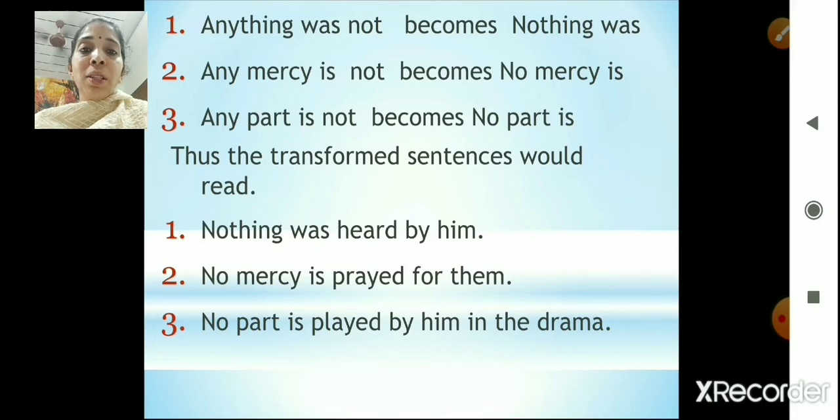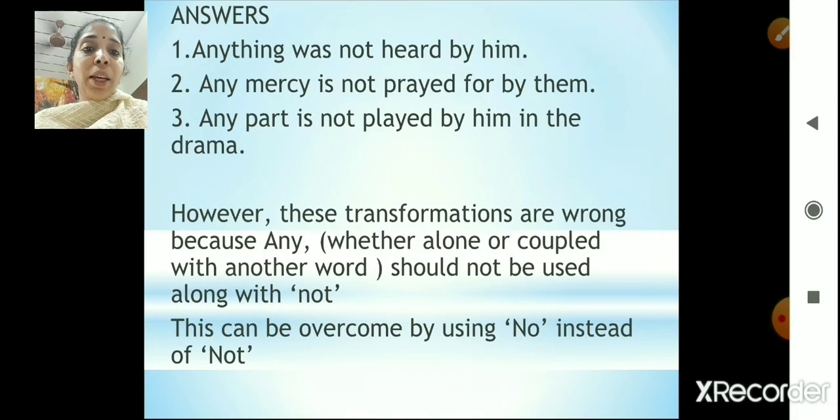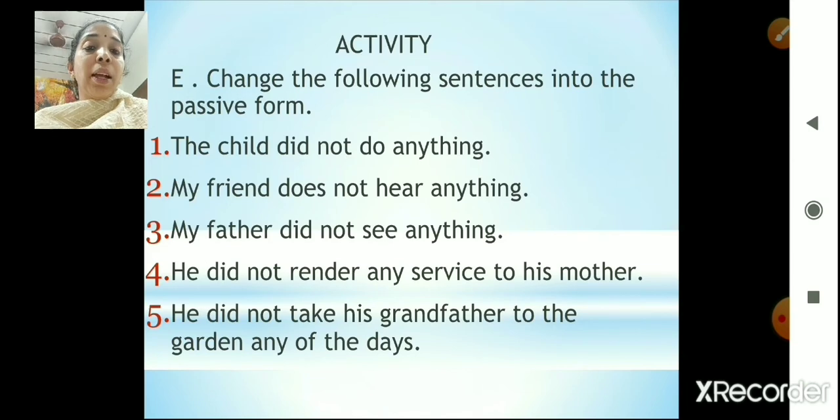I hope students this thing is clear. Okay, I hope this point is clear that whenever any is there in a sentence, it should not be used along with not. We need to overcome this by using no instead of not. Now, let us see one activity based on what we have learnt now. Okay, this activity is there in your grammar book. So I hope you all have your grammar book with you. Okay, so let's get started.